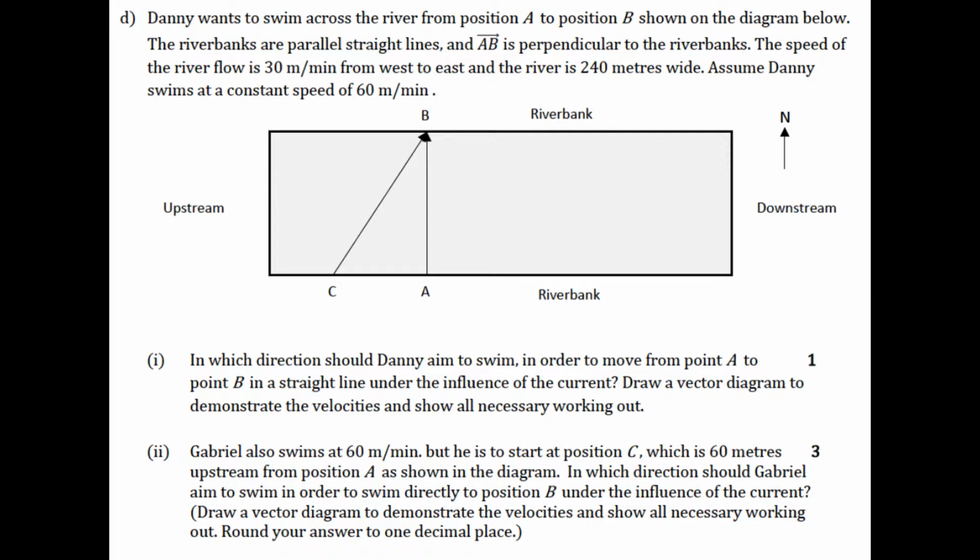In this video I'm going to focus on part 2, which tells us that Gabriel also swims at 60 meters per minute, but he is to start at position C on the diagram. And we're told that C is 60 meters upstream from position A. Now we're asked in which direction should Gabriel aim to swim in order to swim directly to position B under the influence of the current. And again, we're told to draw a vector diagram to demonstrate the velocities and show all necessary working out.